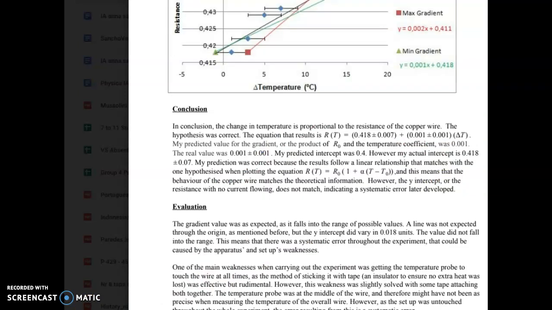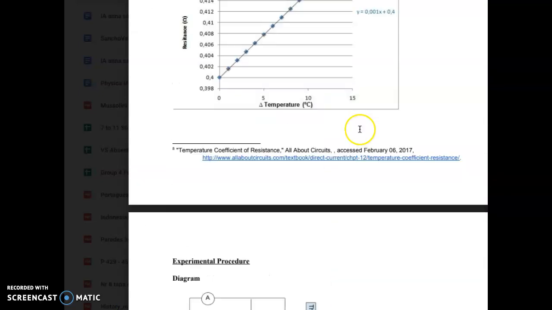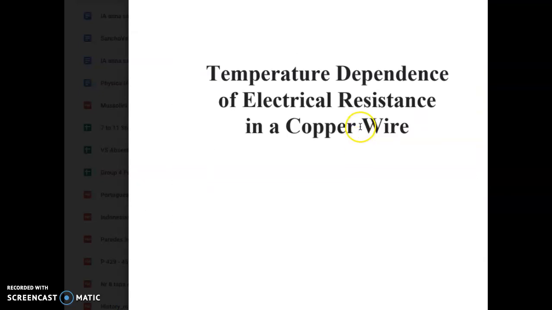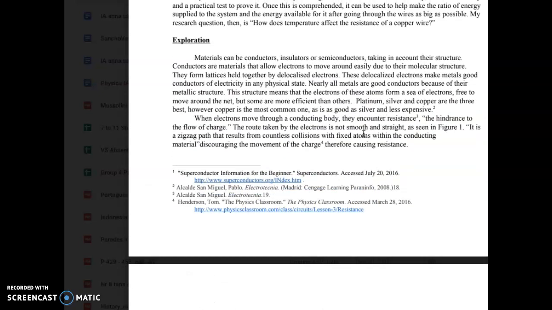When you're stating your conclusion, the first thing you have to do is to go back to your research question. So let's go back and find our research question on this paper. Here we go. My research question then is, how does the temperature affect the resistance of the copper wire? So now you go to your conclusion.